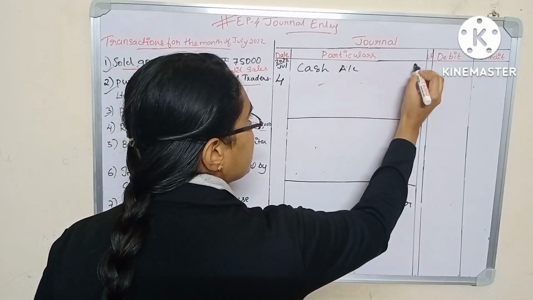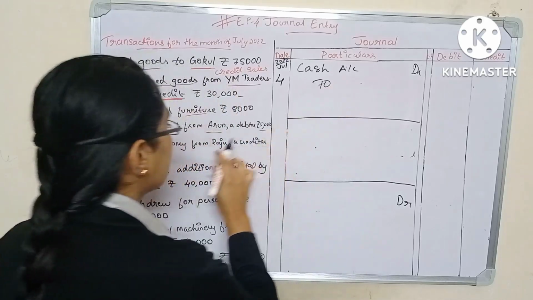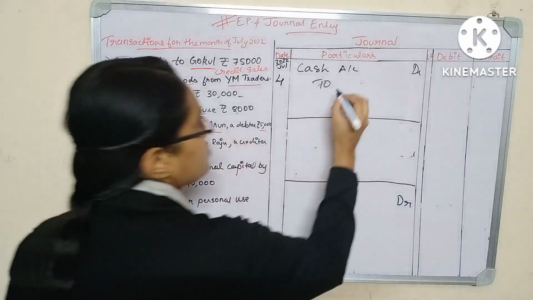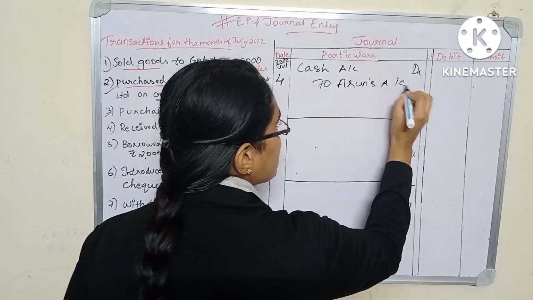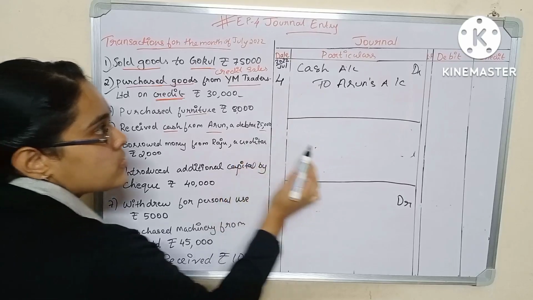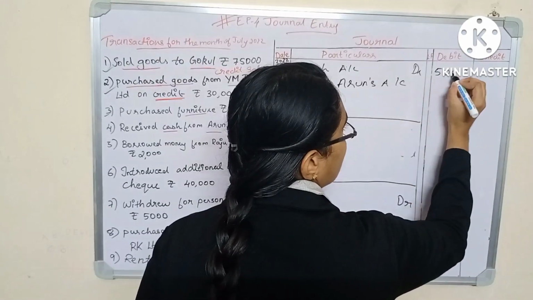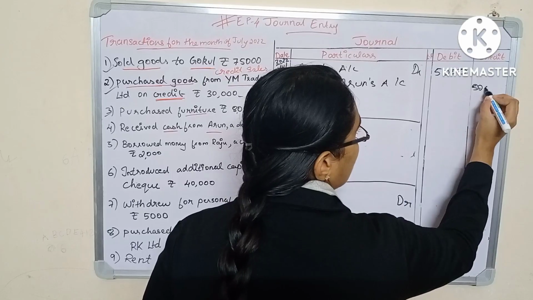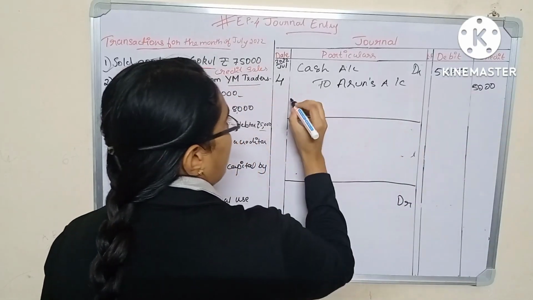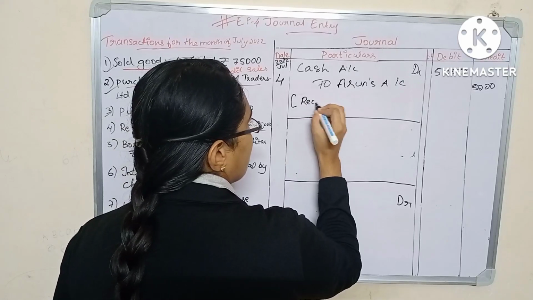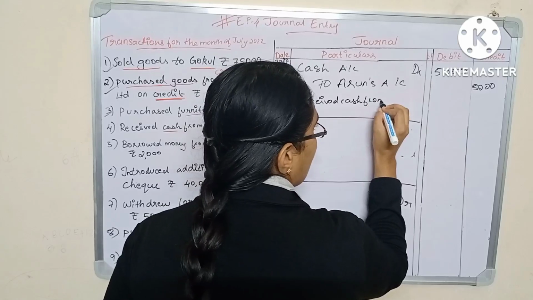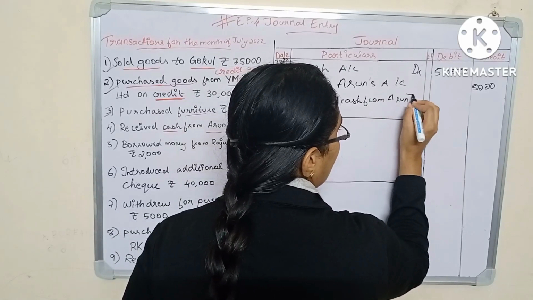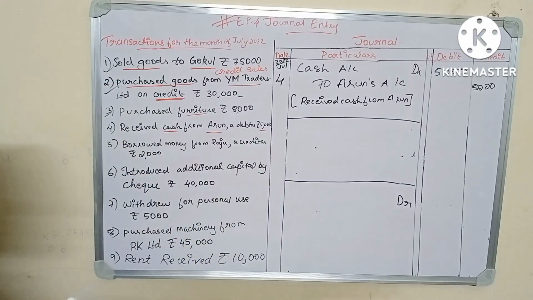Cash account debit. Second, who is giving you the money? Arun is giving you the money. So to Arun's account. How many rupees are you receiving from Arun? It is 5,000. So you will write 5,000 here, and here also, against Arun's account. Okay, you will write received cash from Arun. Something short I have written there. So that is the fourth entry.